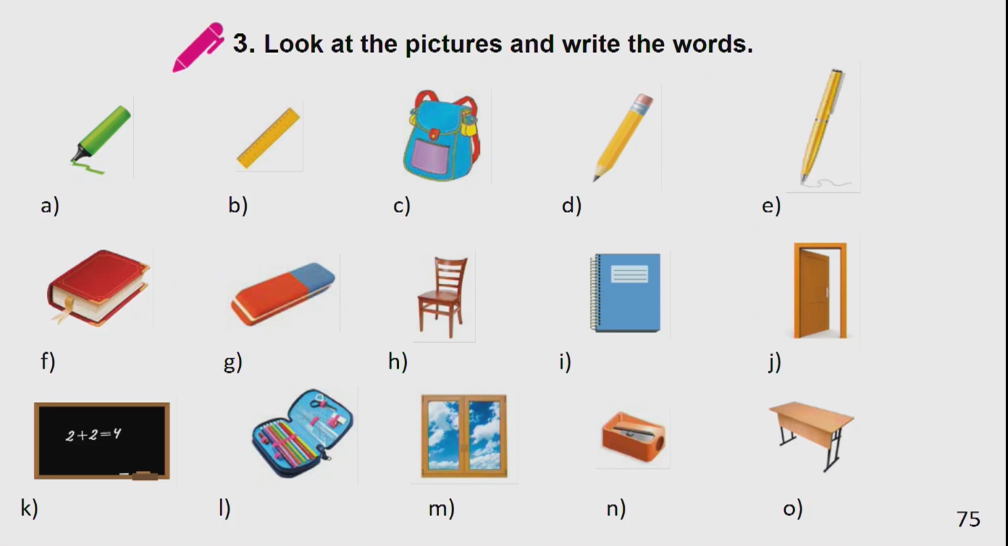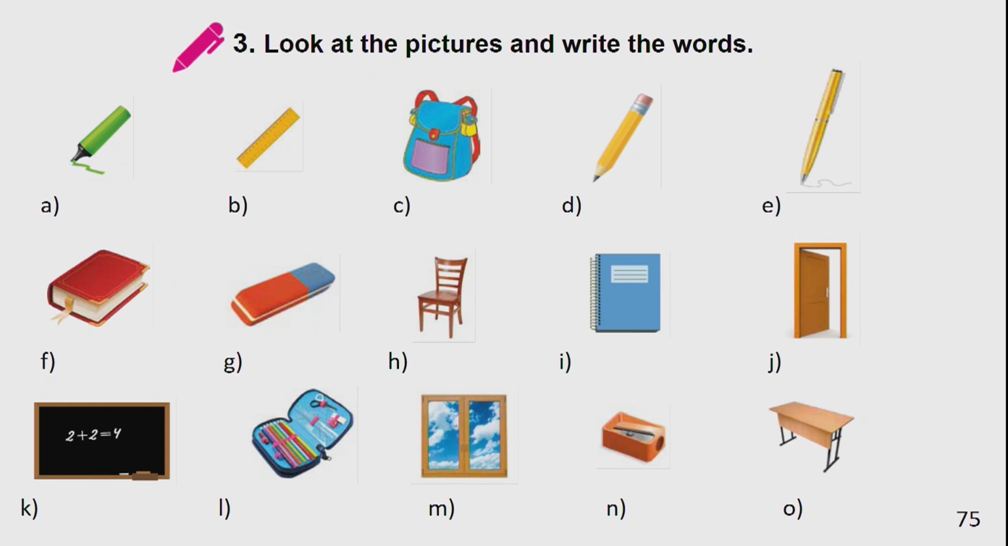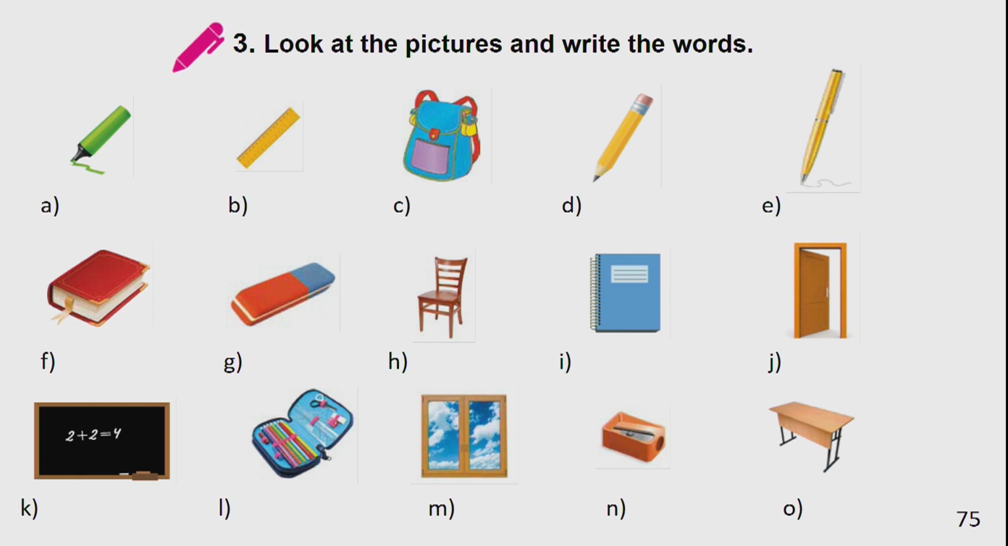Thanks, guys. Now, open the page 75 in your books. Look at the pictures and write the words in your copybooks. Work individually. Have you finished? Okay, now swap your copybooks with the partners and check the answers. If you think there is a mistake, take a pencil and correct it. Now you can give the copybooks back to your partners. Okay, let's check your answers together now.